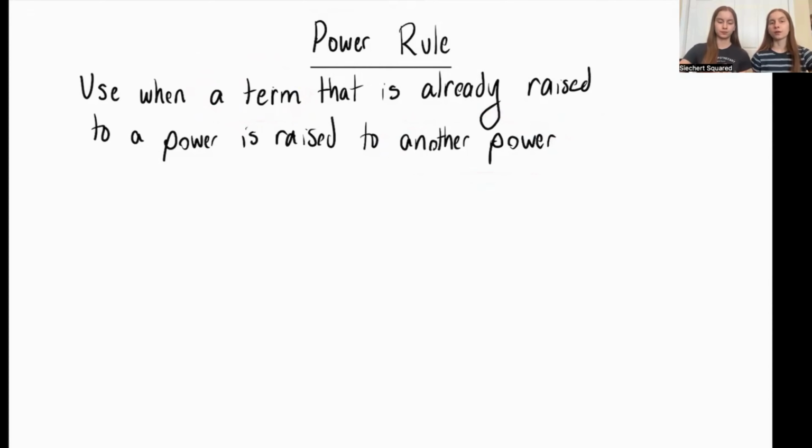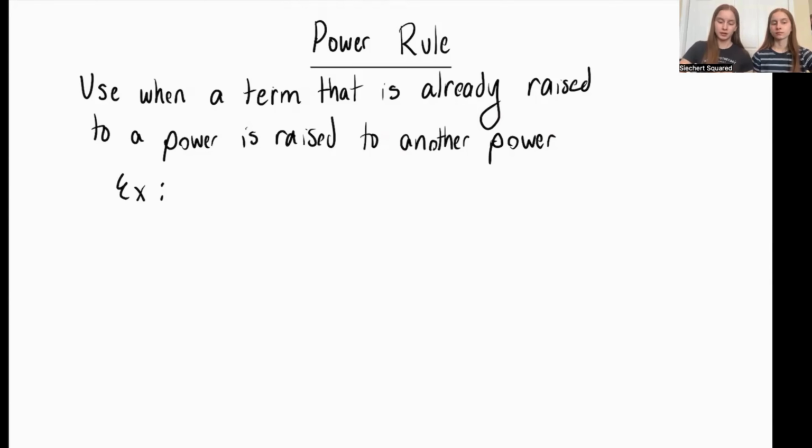So for instance, in our last video when we talked about the product rule, we used the product rule when we were multiplying two terms that had exponents. In this case, it's the power rule because we have some term that's raised to a power and then has another power. Now, that might sound confusing, so let's see what that could look like.